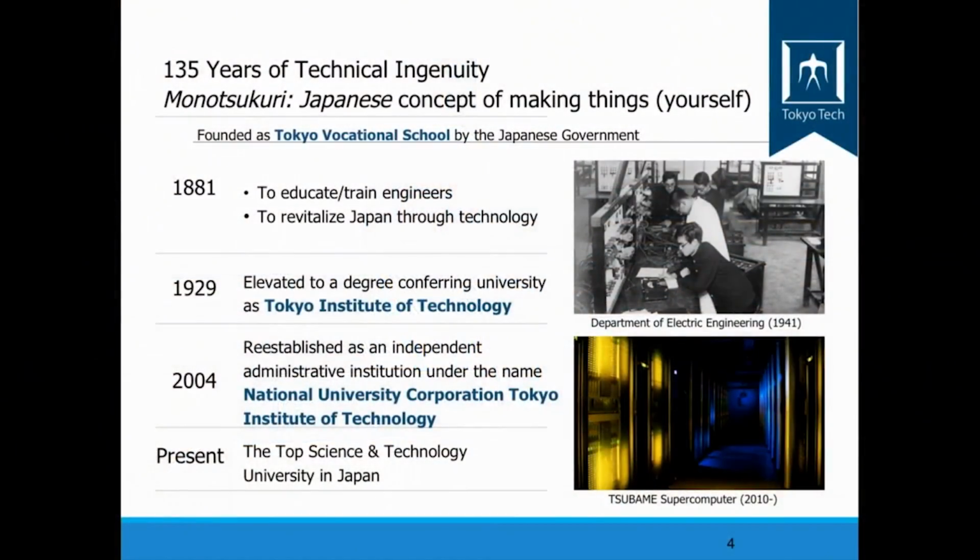So TokyoTech was built 135 years ago, based on a Japanese concept called monozukuri. Monozukuri, it's a Japanese word, means to make something yourself, which basically means engineering. So it was built to educate and train engineers. At first, it was Tokyo Institute of Technology. Then it became the National University Corporation Tokyo Institute of Technology, but we call it TokyoTech because it's a very long name.